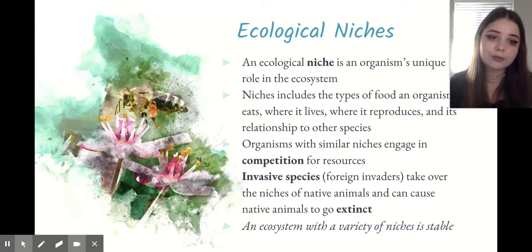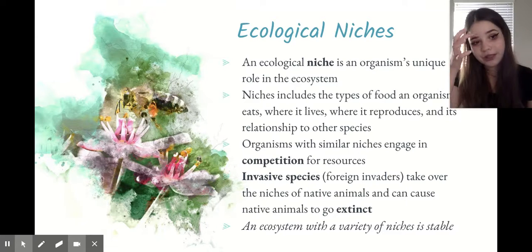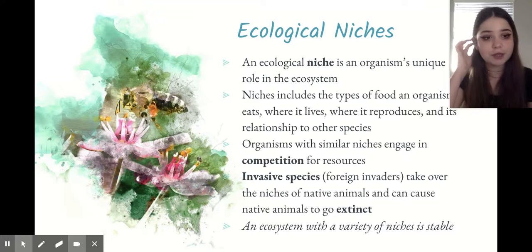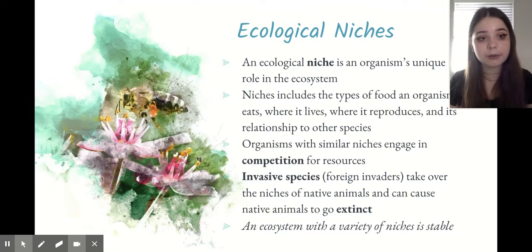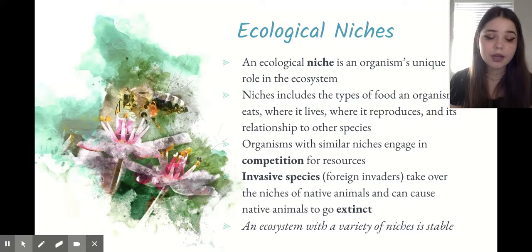And this brings up a really important topic, which is invasive species. Invasive species are foreign invaders. They take over niches of native animals and can cause native animals to go extinct. Some invasive species can be a type of plant. Like if you brought seeds from another country to a different country and started planting them, that plant is an invasive species, and it's competing for the same resources as the native plants.